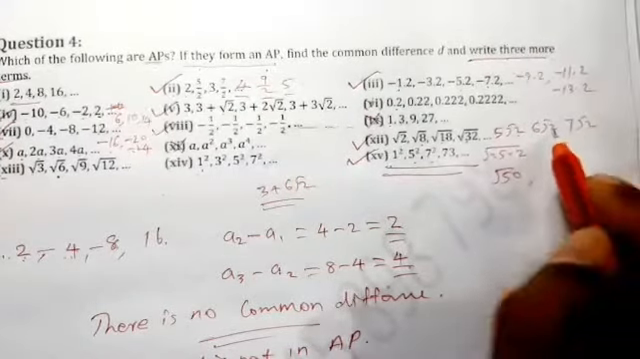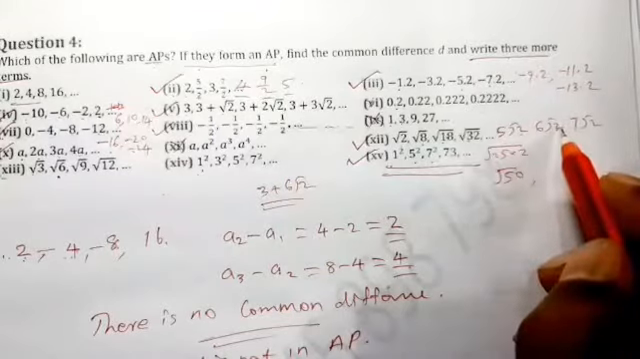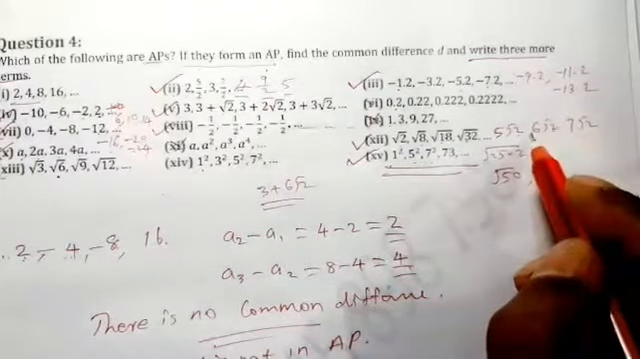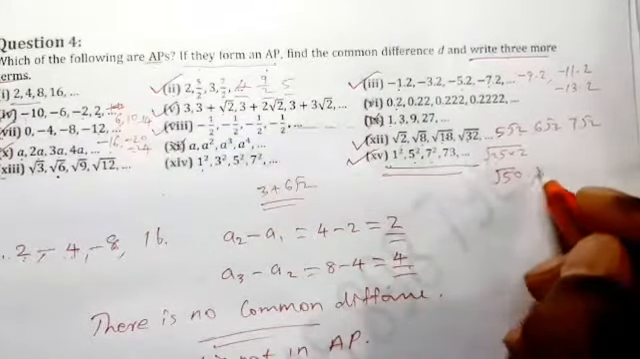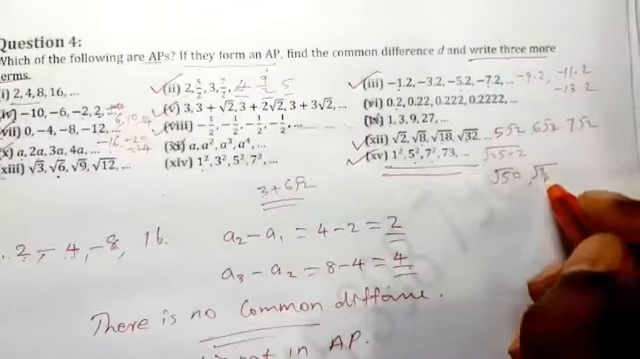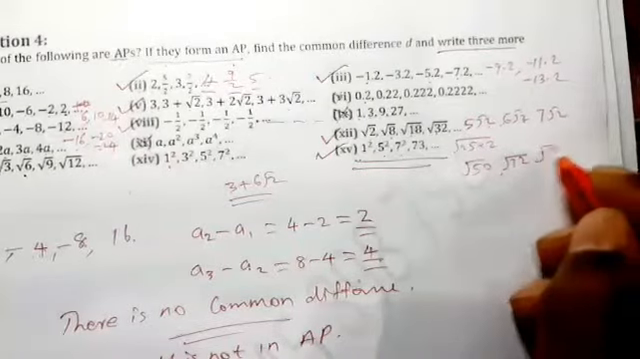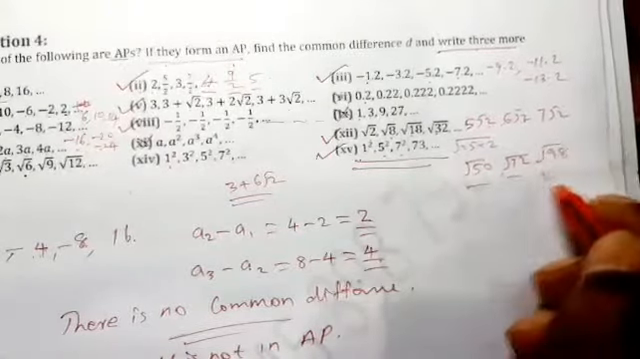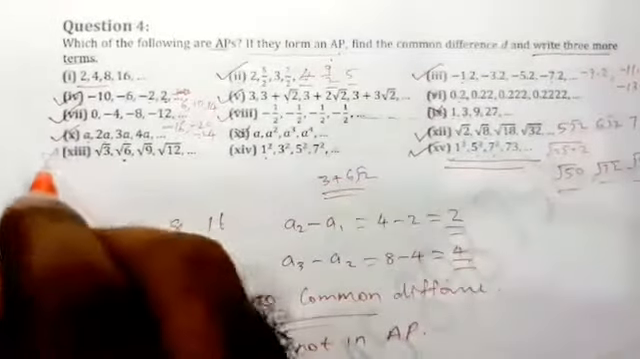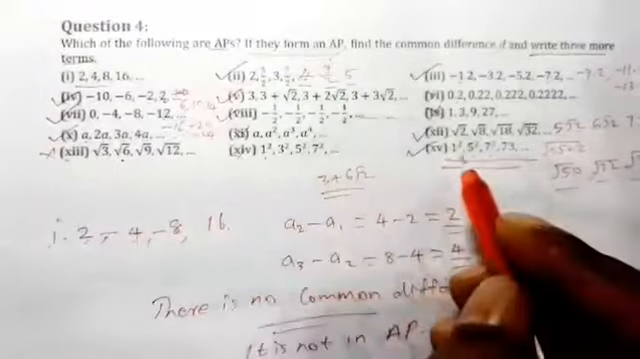Similarly, this 6 is going inside, which means 36. 6 into 6 is 36. Root 36 will be 6. So 36 into 2 is equal to 72. Similarly, 7 will go in there, 49. 2 into 49 will come. So we get root 98. These are the next 3 terms. So this is not in AP. This is not in AP, but it was in AP.